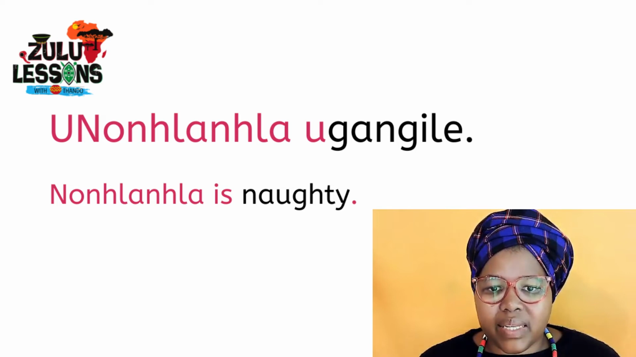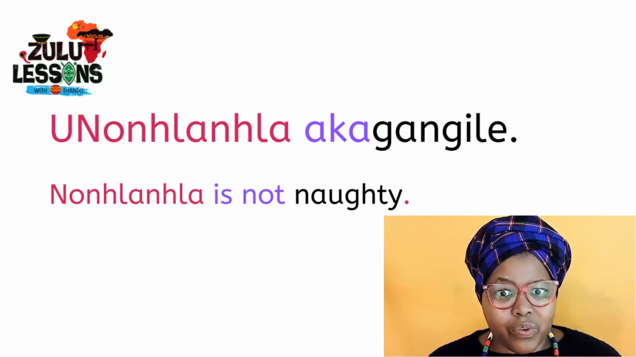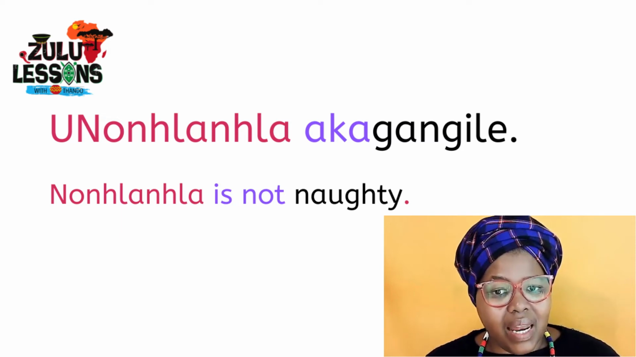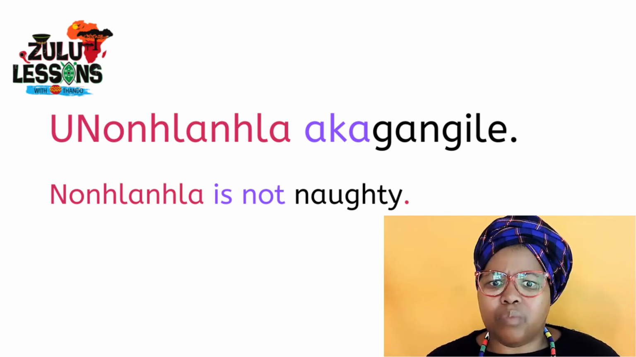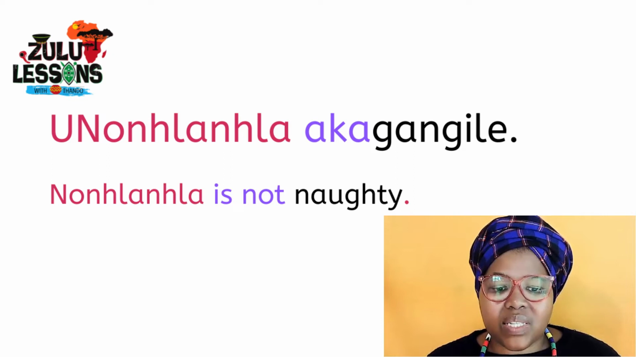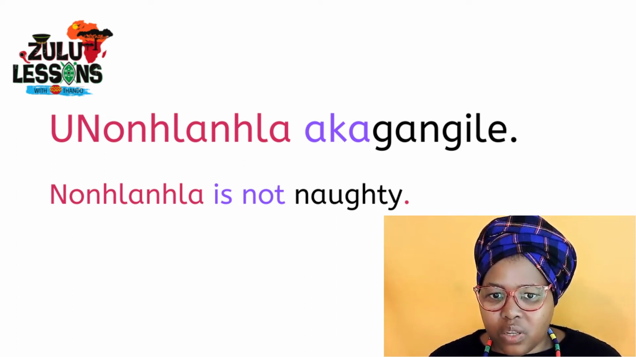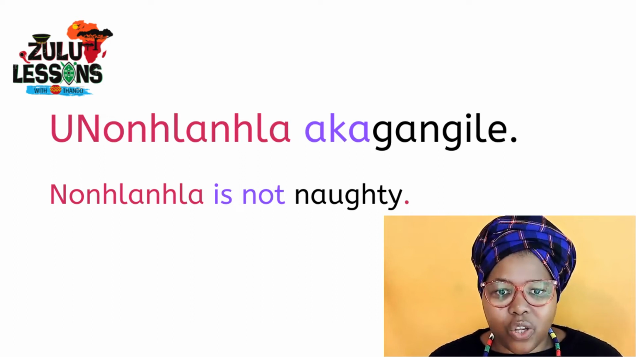Unonhlanhla ugangile. Now let's say she is not naughty. Remember we had said ugangile. So we'll use the same conjugation again and negate it. Now we say unonhlanhla akagangile. Unonhlanhla akagangile. That aka is she is not or he is not naughty.